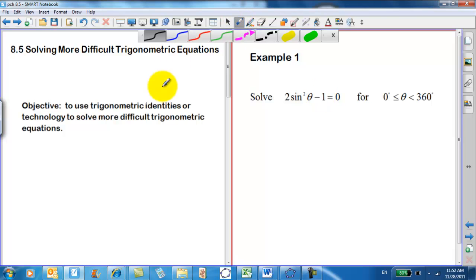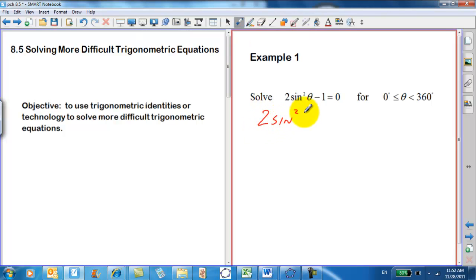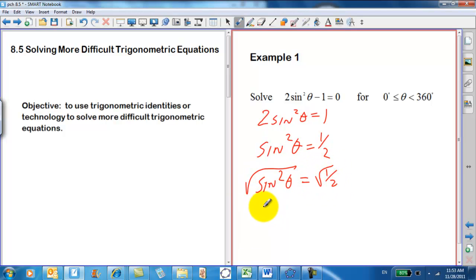Well, let's take a look here. We can first try to isolate the sine squared by saying 2 sine squared of theta equals 1. And so then the sine squared of theta equals a half. Now when you take the square root of both sides, don't forget, you're going to get the absolute value of the sine of theta equals 1 over the square root of 2, or sine theta equals plus or minus 1 over the square root of 2.